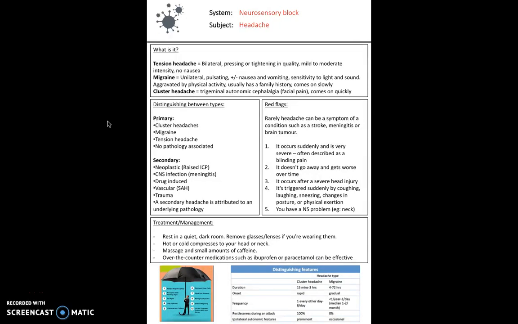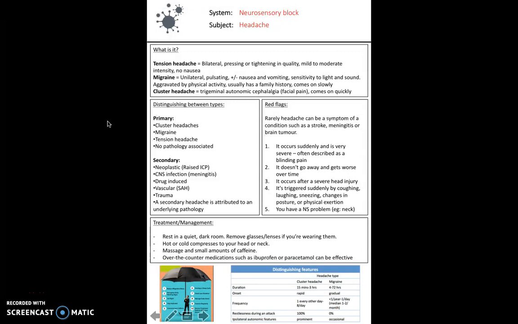It could also be a migraine, or a tension headache, which is bilateral with pressing or tightening to the skull, but no nausea associated with those. And also with primary headaches, there's no associated pathology. With secondary headaches, this is probably a more serious form of illness, so it could be linked to a neoplastic condition, so raised intracranial pressure. It could be due to a central nervous system infection, such as meningitis, or it could be drug-induced or trauma even.